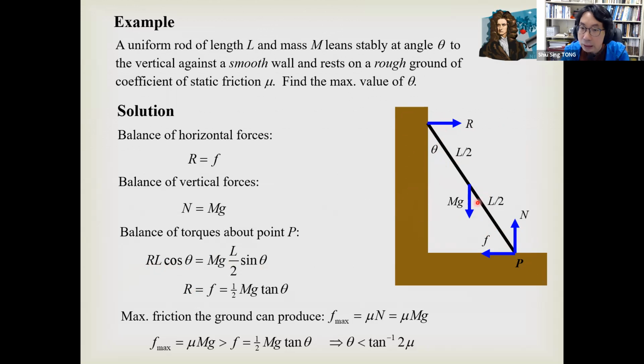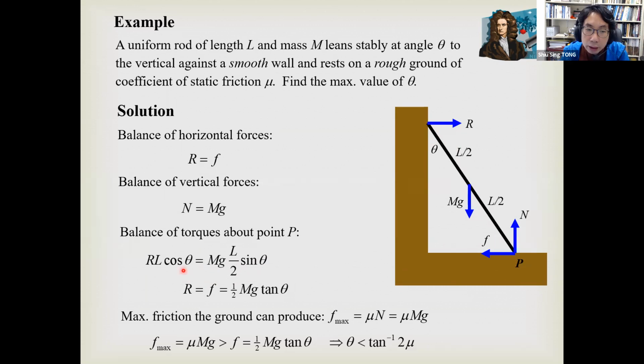And for the weight, the distance from the point P is alpha 2. The perpendicular distance is here, which is alpha 2 sine theta. So we have mg, the weight, multiplied by the moment arm, which is alpha 2 sine theta. The two moments must balance each other because one is counterclockwise, the other is clockwise. So they must balance at the point P when we take a moment about point P.